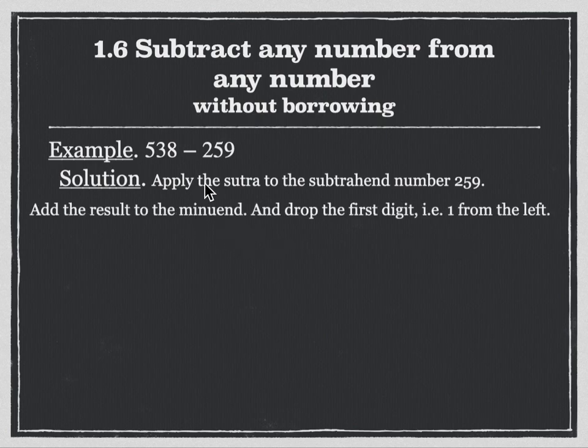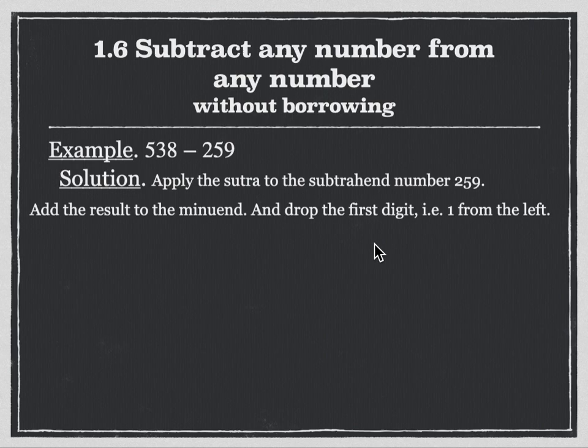First, we're going to apply the sutra. This will be our process. Apply the sutra first to the subtrahend, which is our 259. When we do that, we'll have a number. The result of that, we're going to add to the minuend, which is 538, and then drop the first digit, which is the 1 from the left.